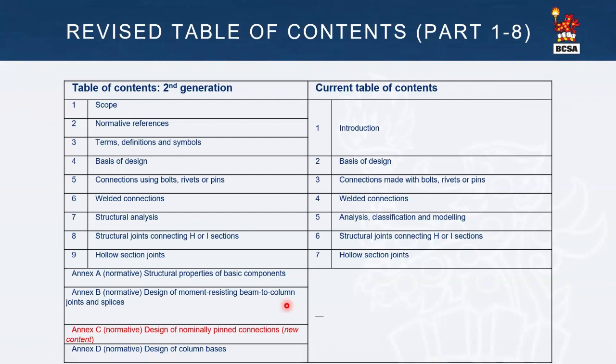The current code in section 6, which is very extensive, the content has been mostly moved into Annex A, B, and D. I can say that unlike part 1.1, in which there was some removal of content for separate documents, that didn't happen for part 1.8.